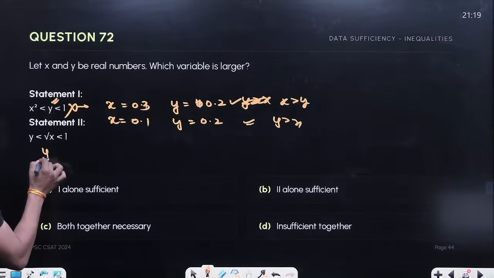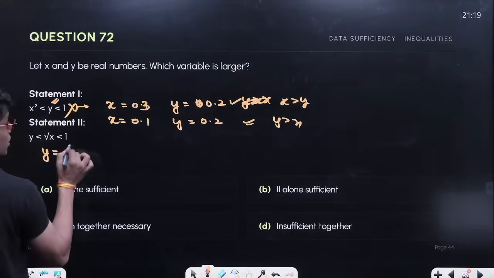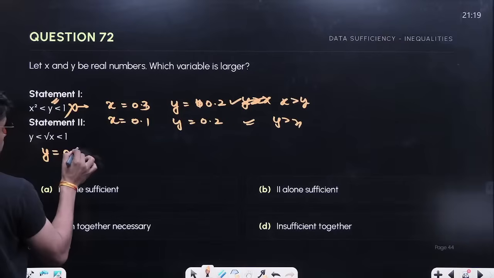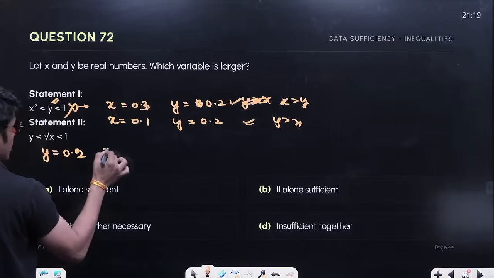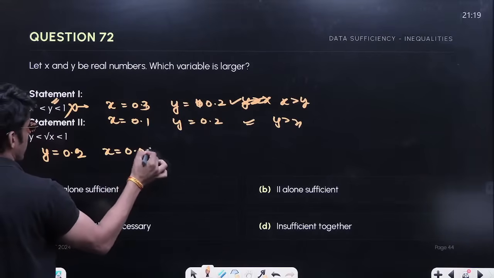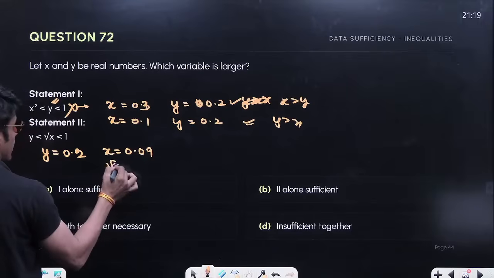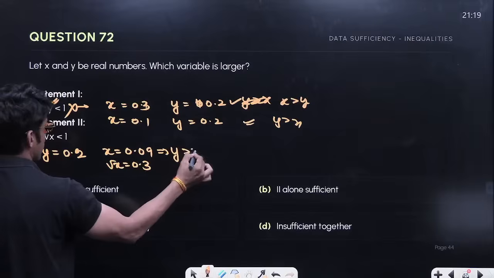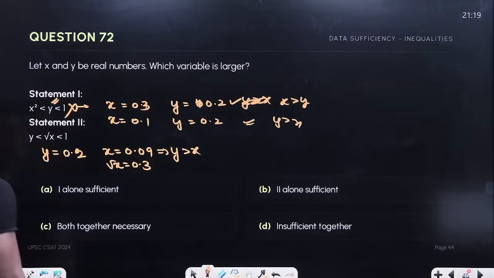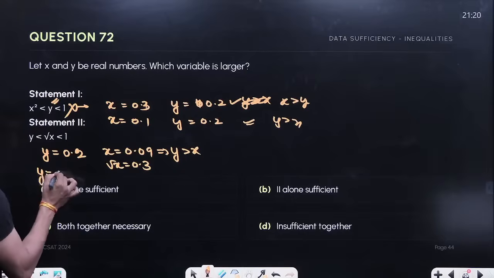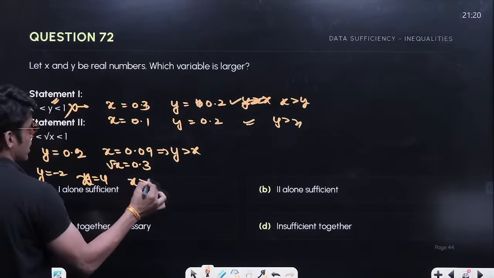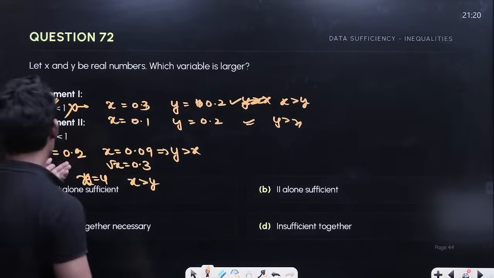Right? So assume Y to be 0.2 and X 0.09. So then your root X becomes 0.3, and in this case Y is greater than X. Right? If Y is any negative number, Y is minus 4, X is 4, then your X is greater than Y. So this is again not helping.